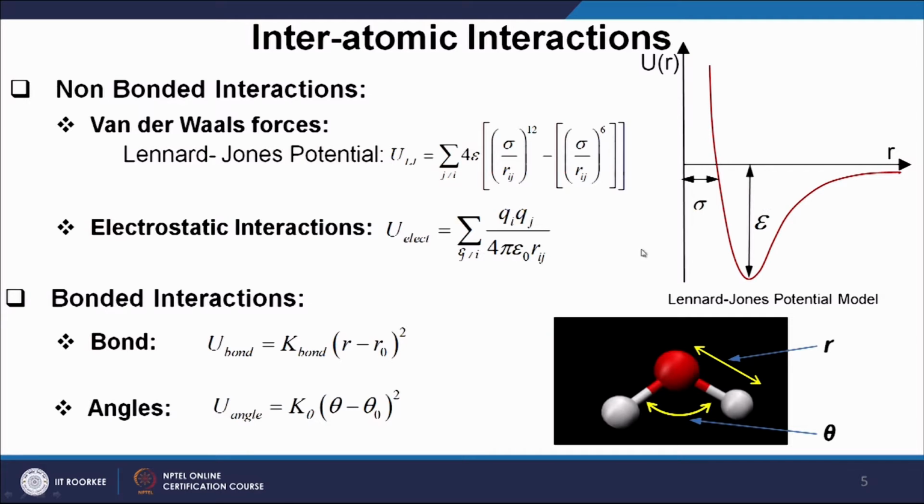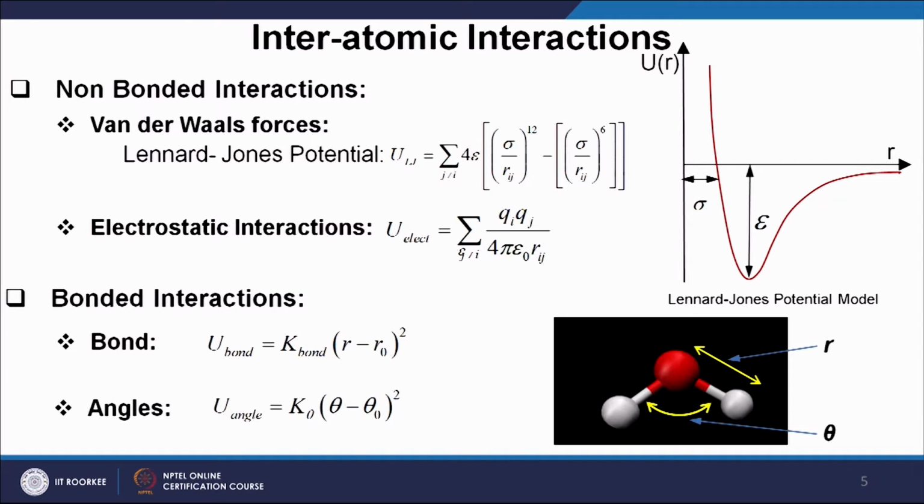Apart from that, if the molecules are charged in nature, then electrostatic interactions also come into place. So, for that we use Coulomb's law of forces. The electrostatic potential will be the summation, once again over j not equal to i, of Qi Qj by 4 pi epsilon naught Rij, where epsilon naught is the permittivity of vacuum. Qi and Qj are the respective charges stored in the molecules. Rij is their mutual distance.